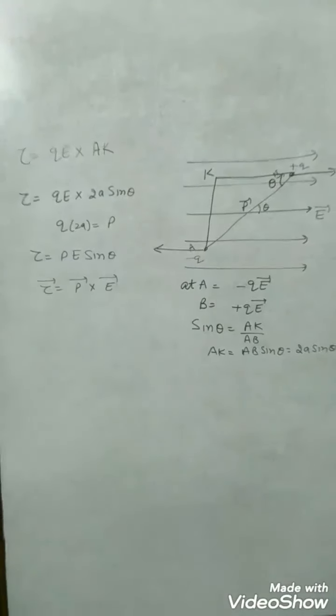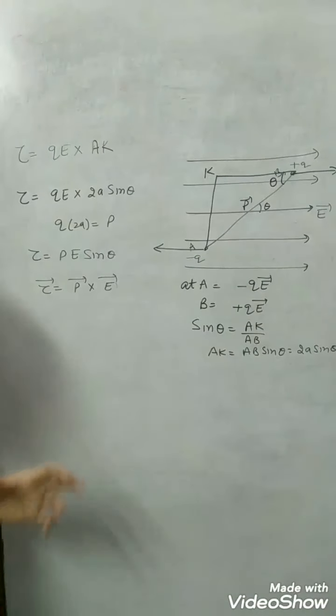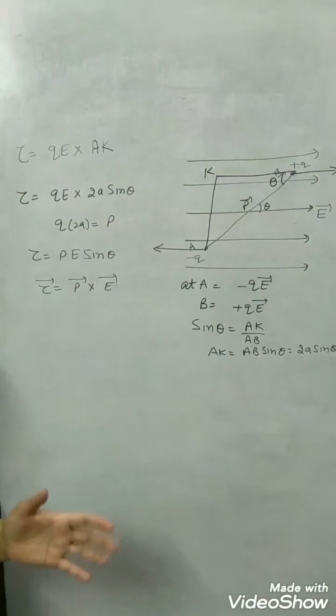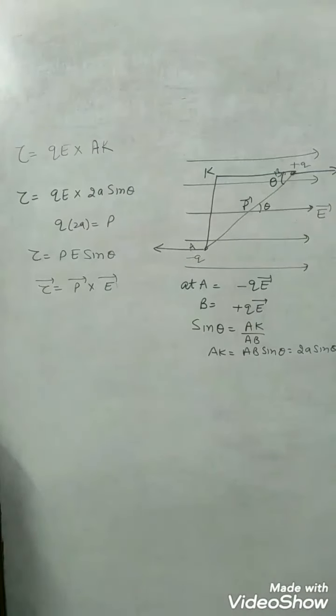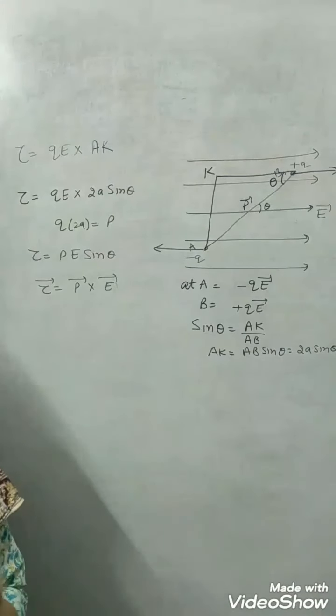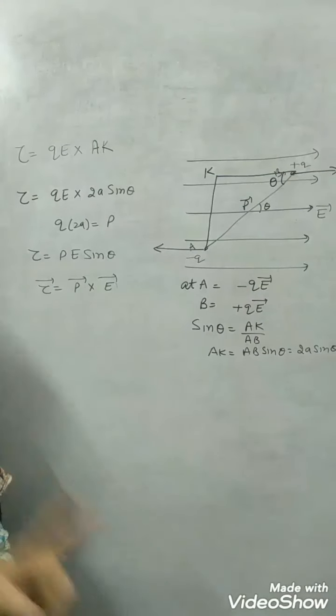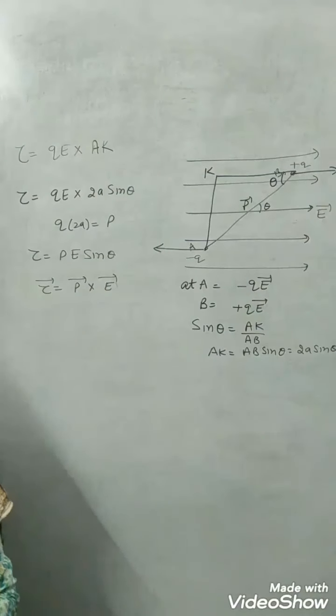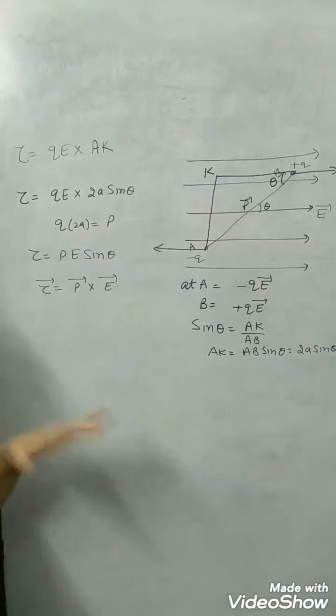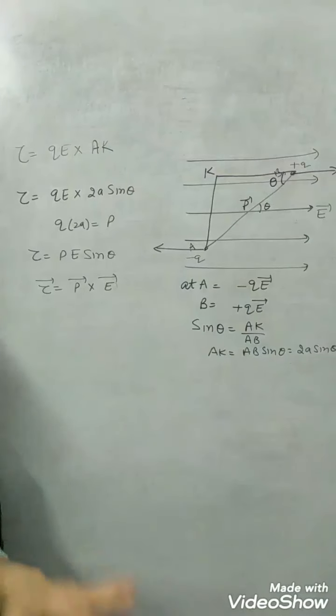This means when a dipole is placed in a uniform electric field, the net force is 0, but it experiences a torque equal to P cross E, or PE sine theta. And when theta is 0, that is, when the dipole is placed parallel to the uniform field, it is in stable equilibrium. And when it is placed at 180 degrees, sine 180 degrees is again 0, P vector is anti-parallel to E vector, and then the dipole is in unstable equilibrium.